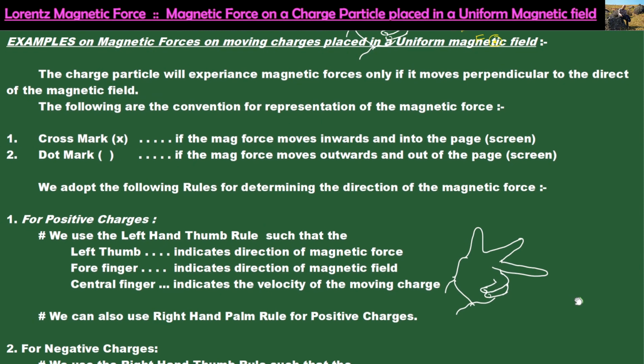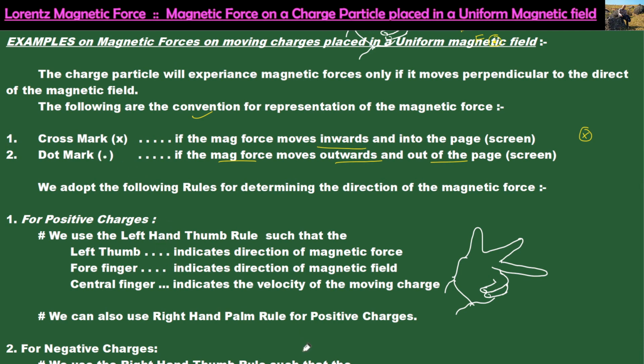So from here, we will discuss certain examples. The following are the sign conventions for representing the magnetic force. If the magnetic force on a charge is moving inwards, we will represent it by a cross. If the magnetic force moves outwards, out of the page, we will represent it by the dot.